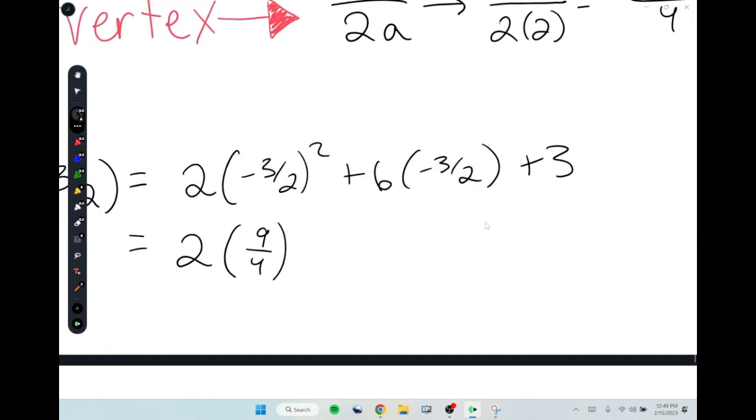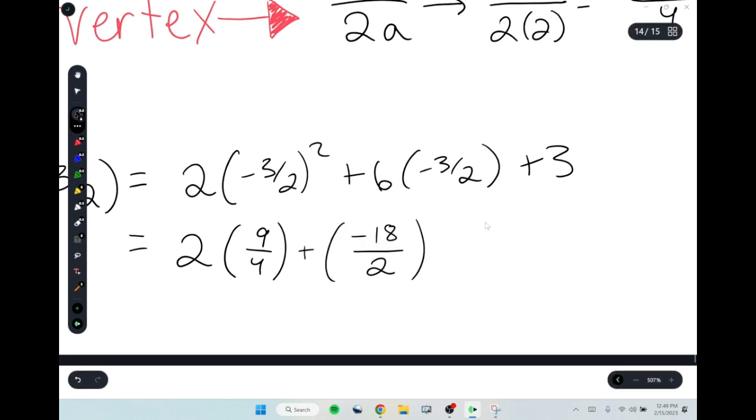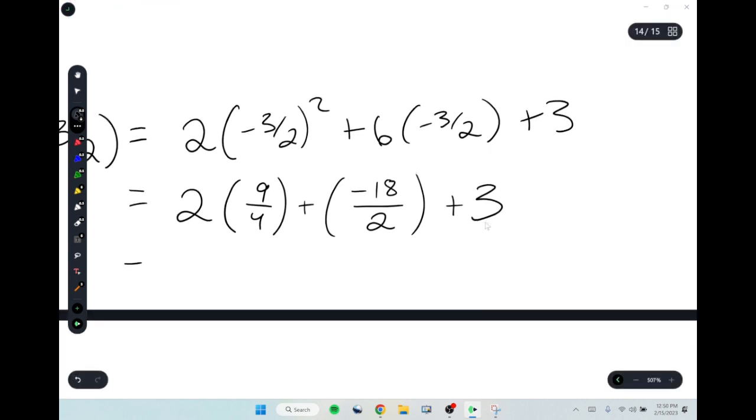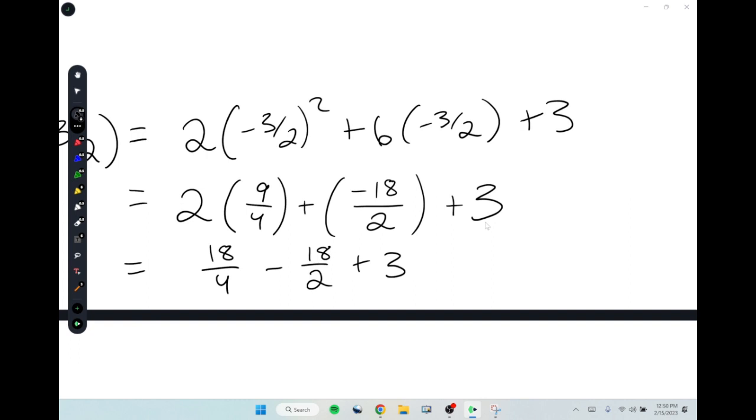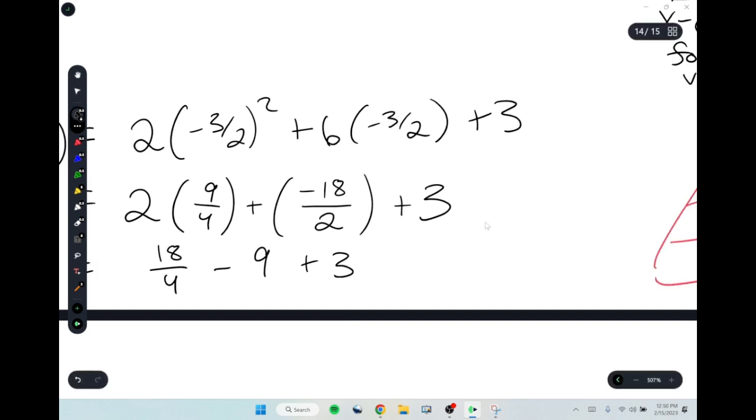6 times negative 3 over 2 is negative 18 over 2, right? Plus 3. 2 times 9 over 4 is 18 over 4, minus 18 over 2 plus 3. Let's get a common denominator. Actually, 18 over 2 reduces to 9. Thank you, that's multiplication tables there. 2 times 9 is 18. 9 and 3 combine.